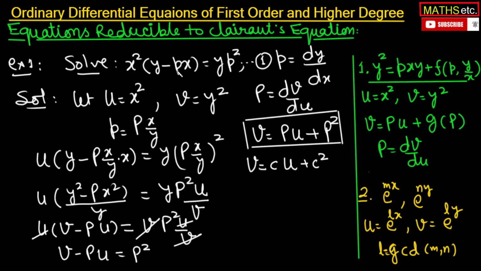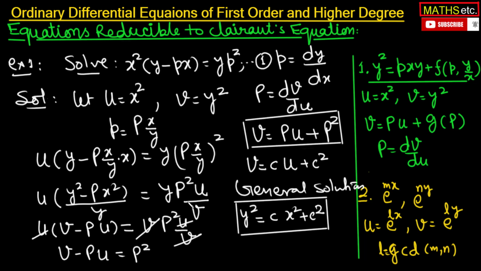But our original equation had the variables x and y. u and v came into the picture because of this transformation. So writing back v equal to y square and u equal to x square, the general solution of the original equation will be, v replaced by y square, equal to C x square plus C square. So this is the general solution of the given equation, which was not a Clairaut's equation, but we converted it into Clairaut's form using these transformations.